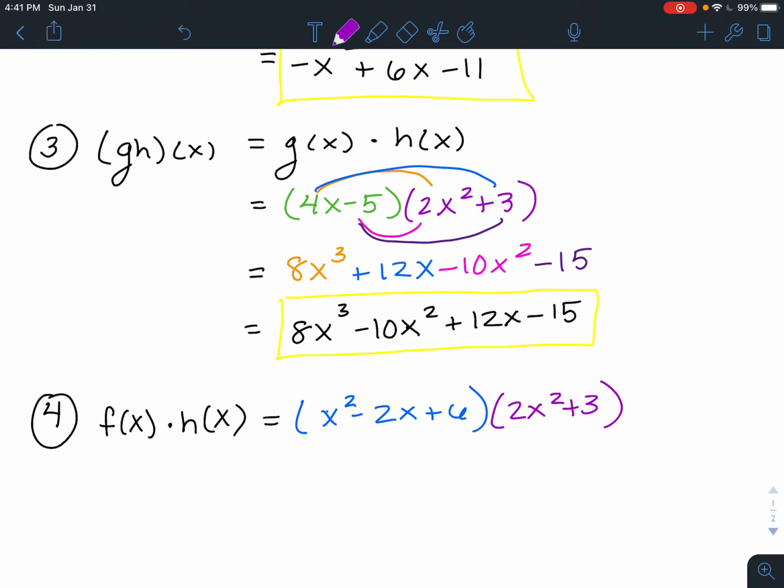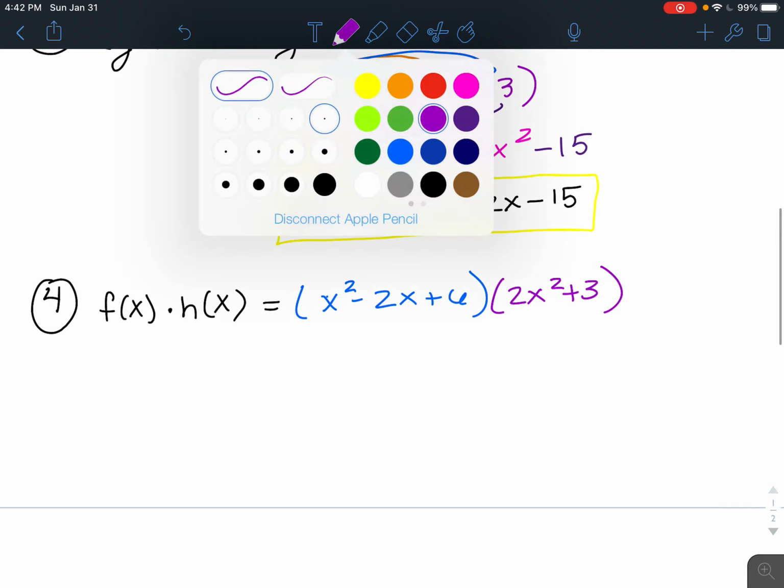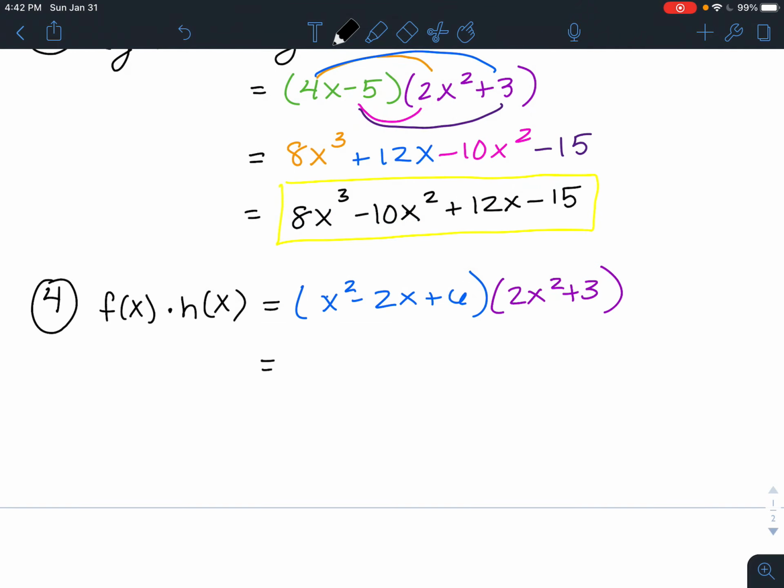If it makes you more comfortable, you can flip the order around and put the small group in front. I'm just going to leave it like this, and I'm going to distribute it one thing at a time. So I'm going to distribute my 2x squared through the first group. 2x squared times x squared is 2x to the 4th. 2x squared times negative 2x is negative 4x cubed, and 2x squared times 6 is 12x squared.